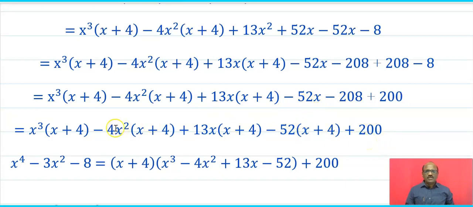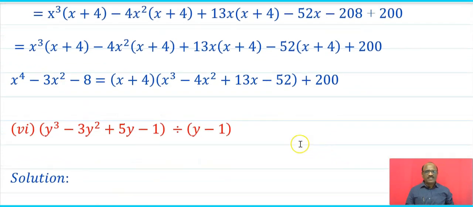And now see this, from all these terms, I will take x plus 4 as a common. Then what are the remaining terms? X cube minus 4x square plus 13x minus 52. And last remainder is 200. Therefore, the quotient is x cube minus 4x square plus 13x minus 52, and 200 is the remainder.